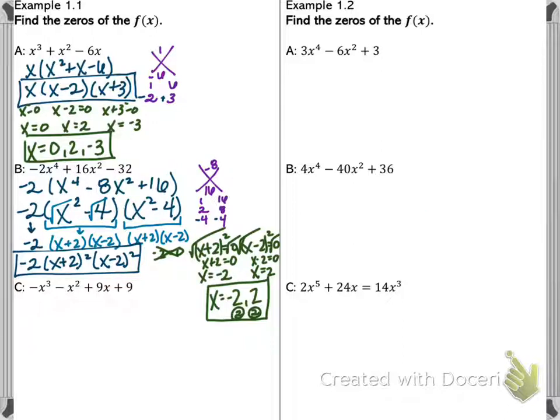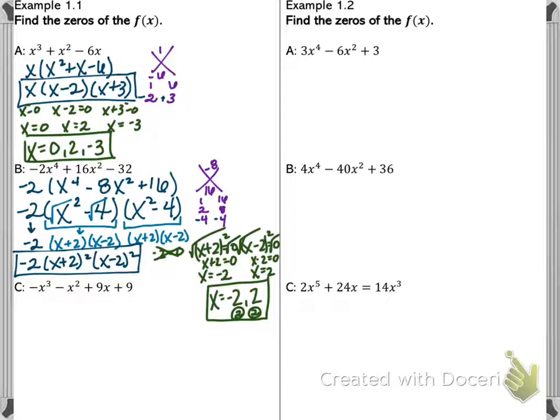Another thing to notice is that in both of these problems, our highest, well actually in the first one, our highest exponent was 3, and we ended up with 3 zeros. And with multiplicity, we have the same idea. Technically, this is 2 answers, and this is 2 answers for a total of 4. So what's our highest exponent? Well, it's 4. So we can see that with the correct multiplicity and the correct solutions, if we add all of them up, it should equal our highest exponent.